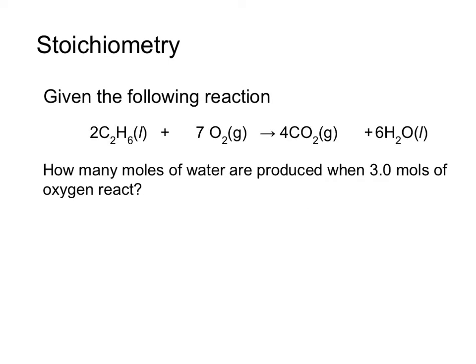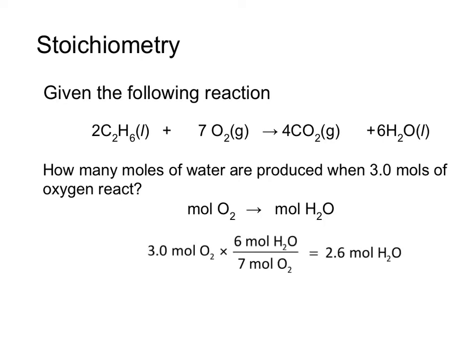For example, here we have the combustion of ethane, in which 2 molecules of ethane will react with 7 molecules of oxygen to produce 4 molecules of carbon dioxide and 6 molecules of water. And so if we want to know how many moles of water are produced if we have 3 moles of oxygen present, then we can look at our relationship between water and oxygen in our balanced chemical reaction.